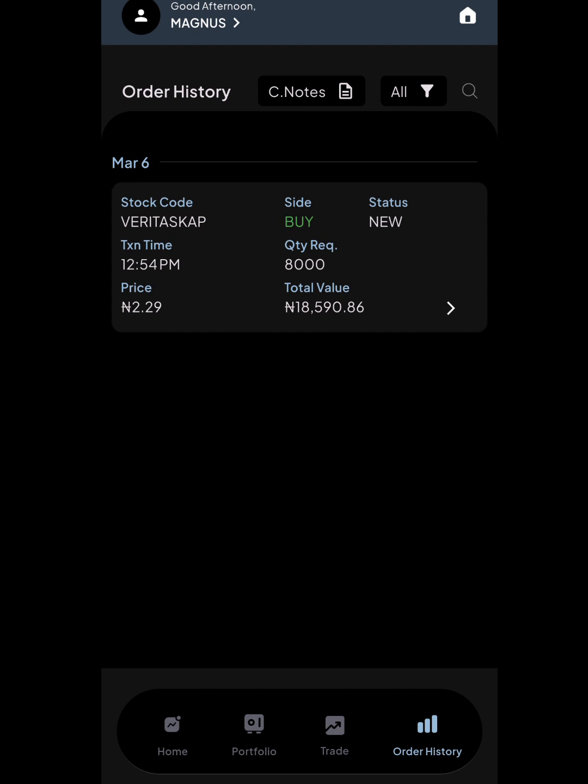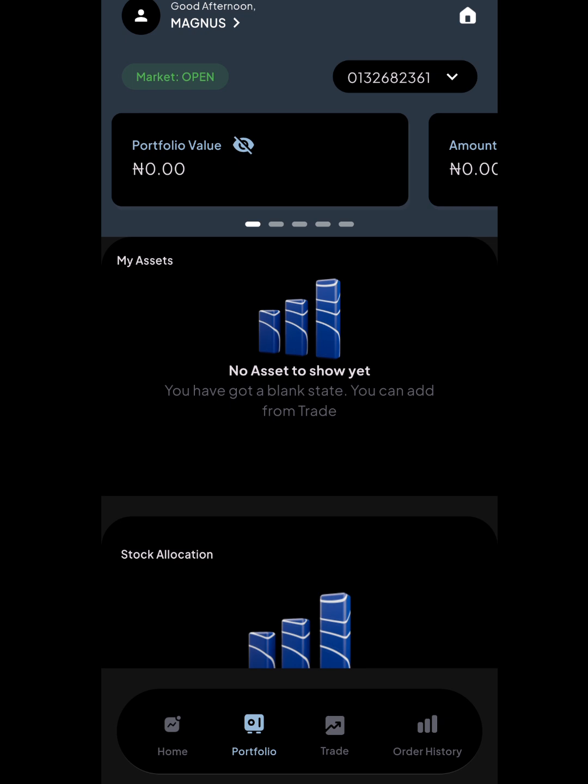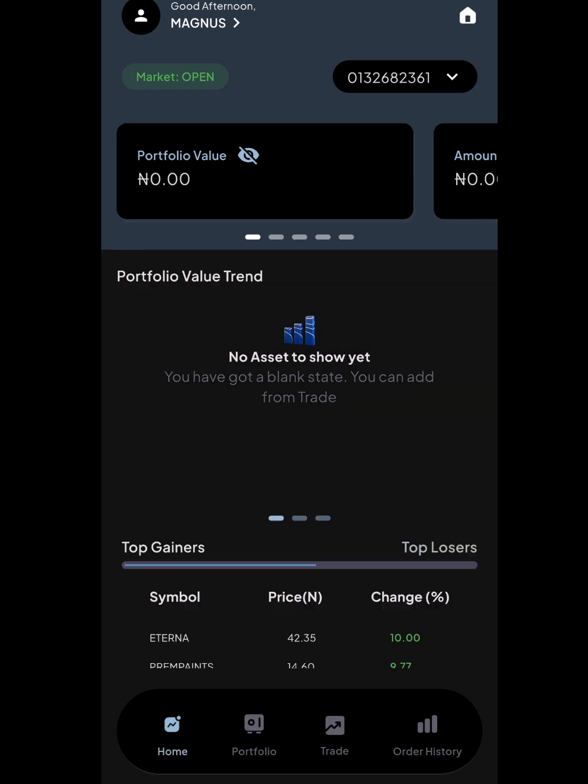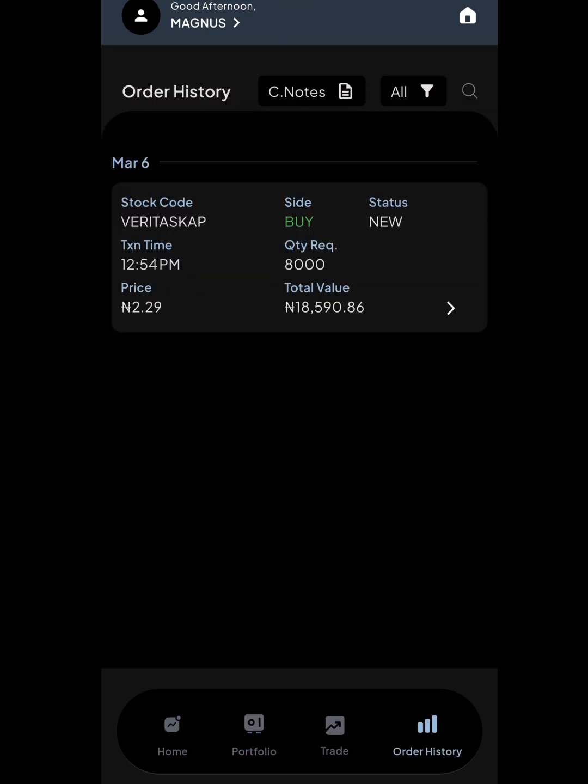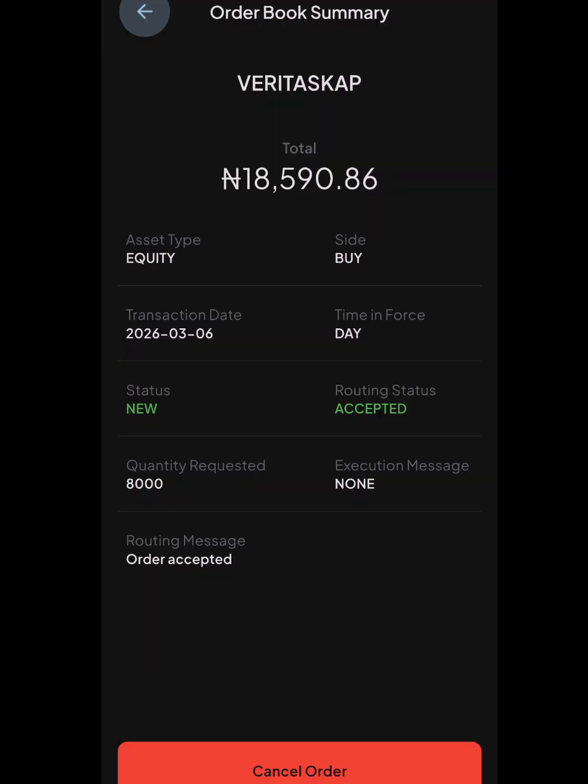If it doesn't execute today before market closes, then basically cancel the trade and return my money, because we did day. But if we did good till date, it means that it can try again on Monday or Tuesday or another day that the market is open. So that's how you buy a stock on CardinalStone. Always use limit buy. It's better because you know the price you set relative to the market price. So it said status new, routing status accepted.